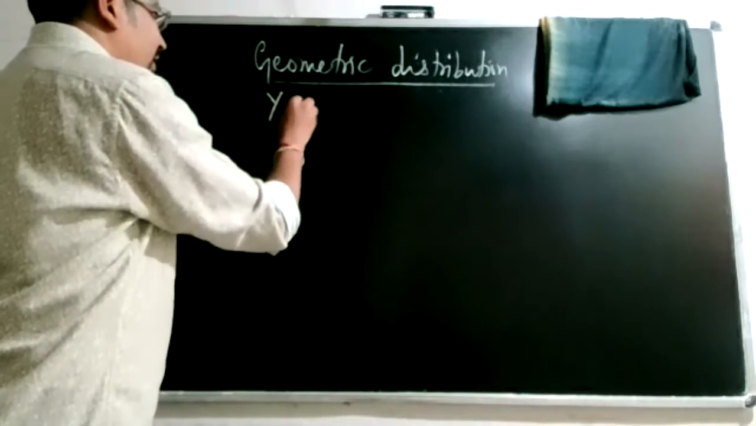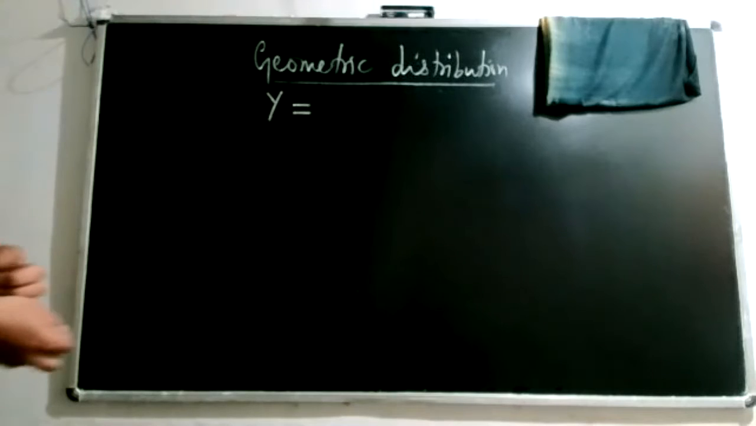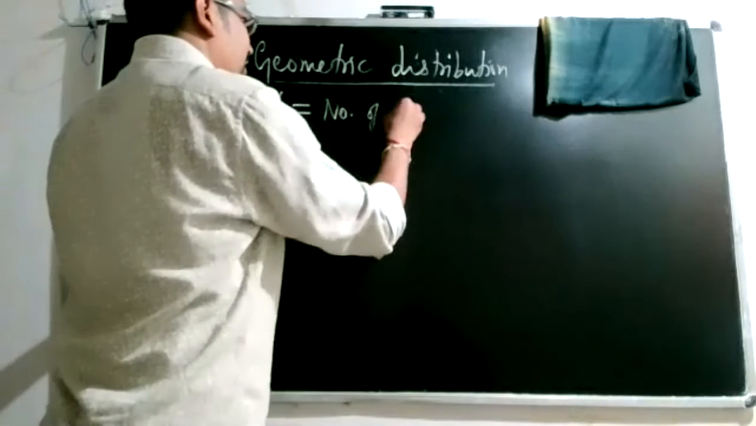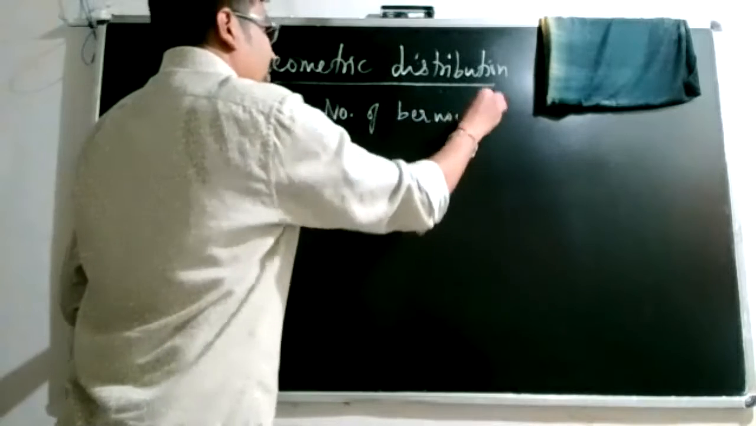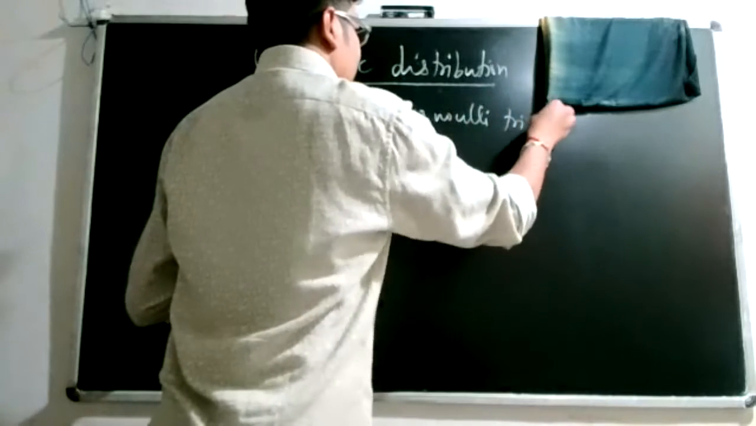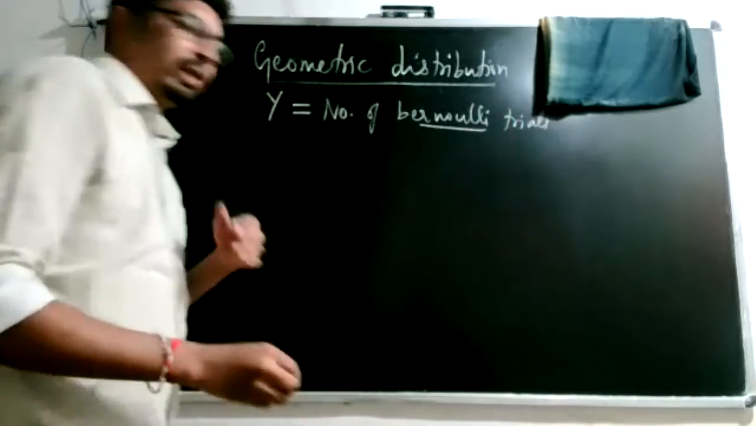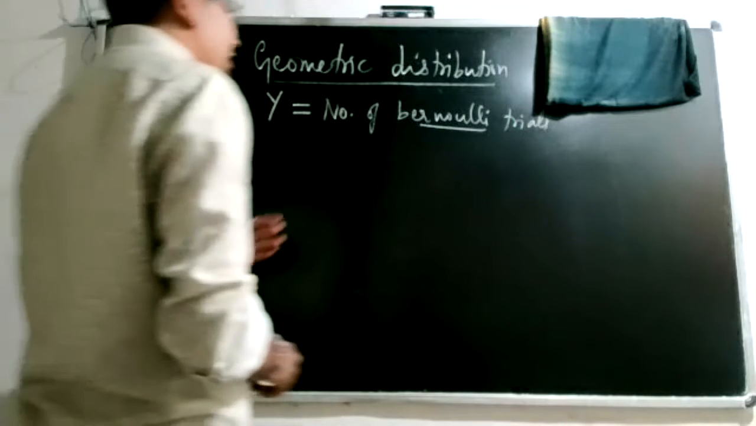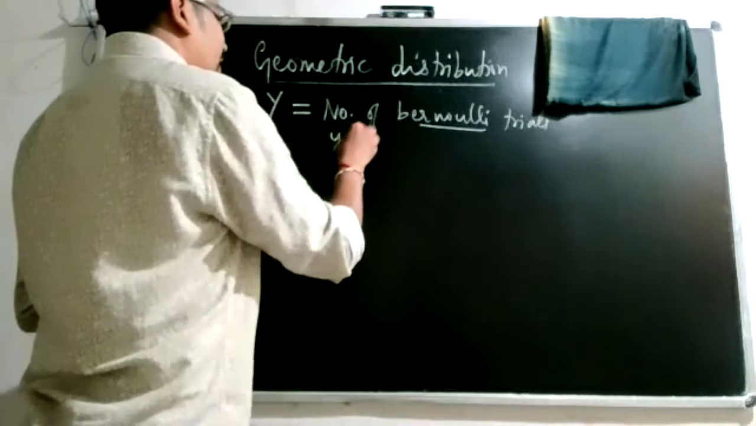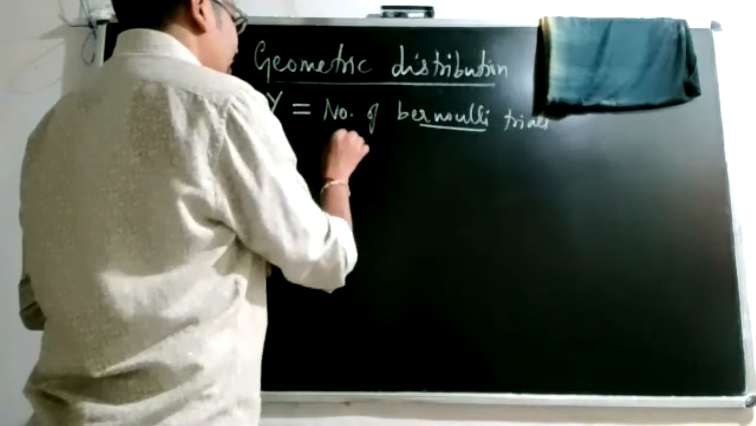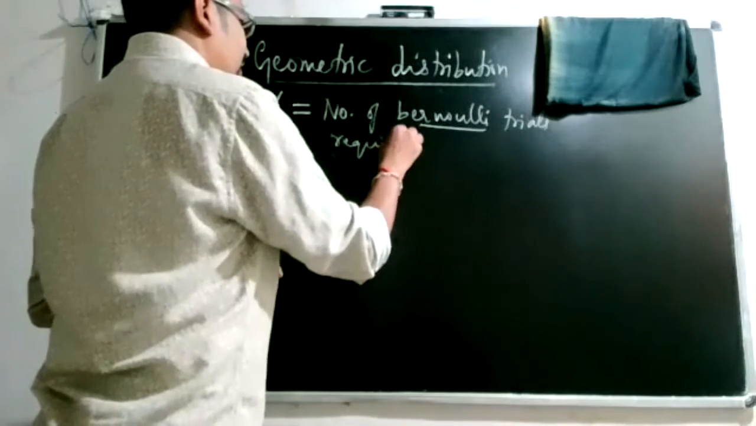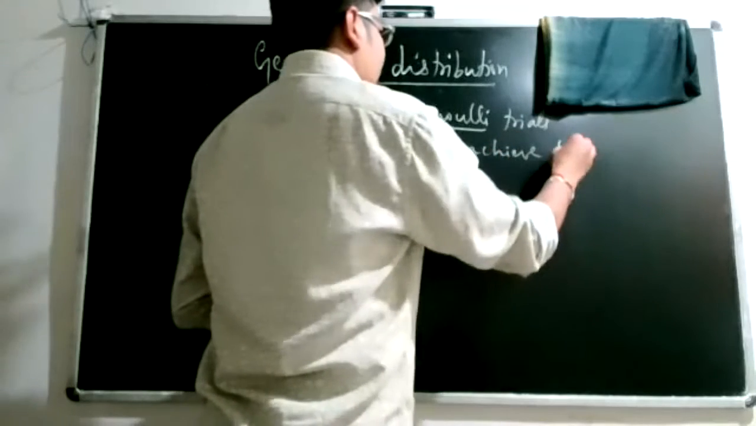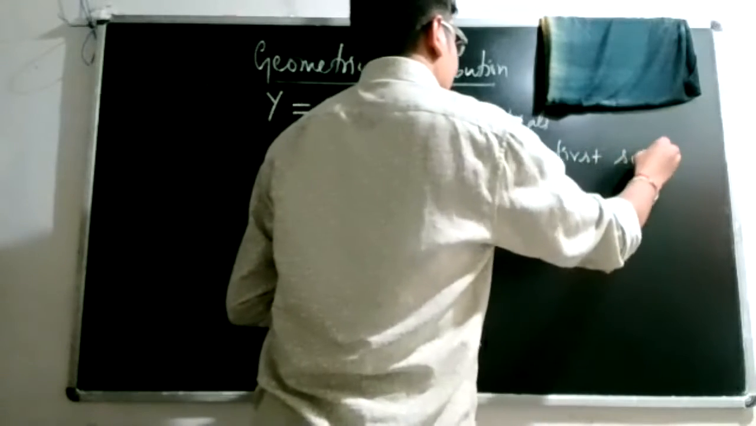So I define a random variable as, say, the number of Bernoulli trials. Again, it should be Bernoulli only. We are talking about only two possible outcomes, success and failure. How many trials you take? The number of Bernoulli trials required to achieve the first success.